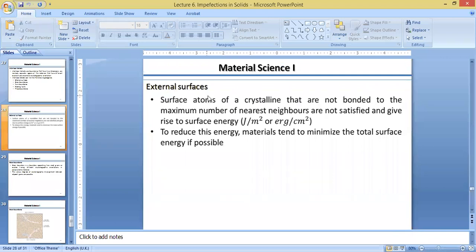Okay, so what are external surfaces? These are surface atoms of a crystalline that are not bonded to the maximum number of nearest neighbors, are not satisfied and give rise to surface energy. The surface energy that arises from these surface atoms is what is known as external surfaces. To reduce this energy, materials tend to minimize the total surface energy if possible.